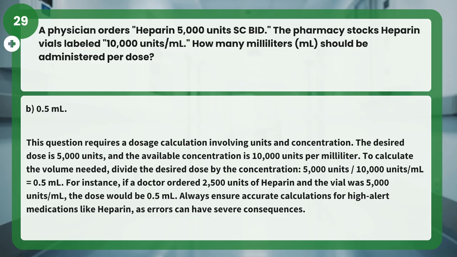This question requires a dosage calculation involving units and concentration. The desired dose is 5,000 units, and the available concentration is 10,000 units per milliliter. To calculate the volume needed, divide the desired dose by the concentration. 5,000 units divided by 10,000 units/mL equals 0.5 mL. For instance, if a doctor ordered 2,500 units of heparin and the vial was 5,000 units/mL, the dose would be 0.5 mL. Always ensure accurate calculations for high-alert medications like heparin, as errors can have severe consequences.